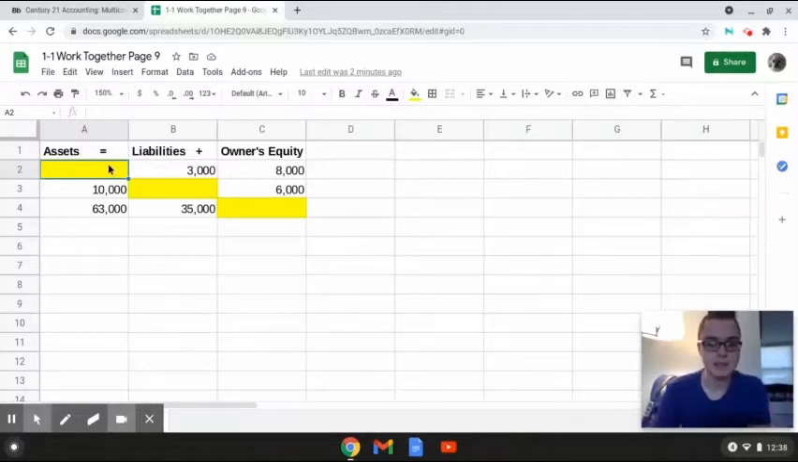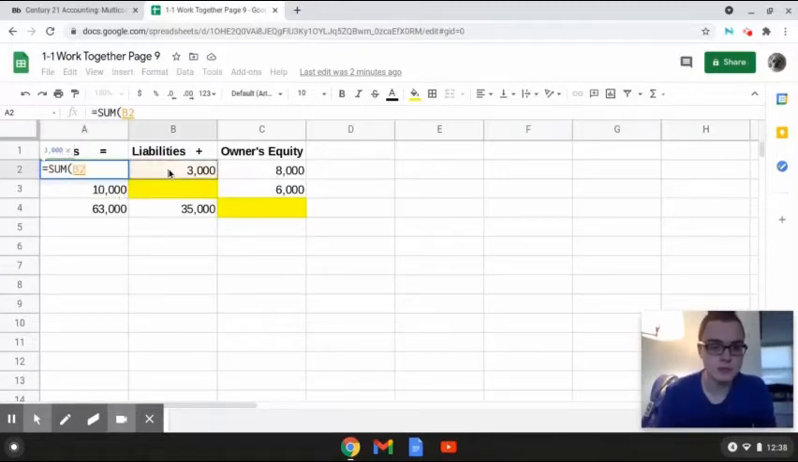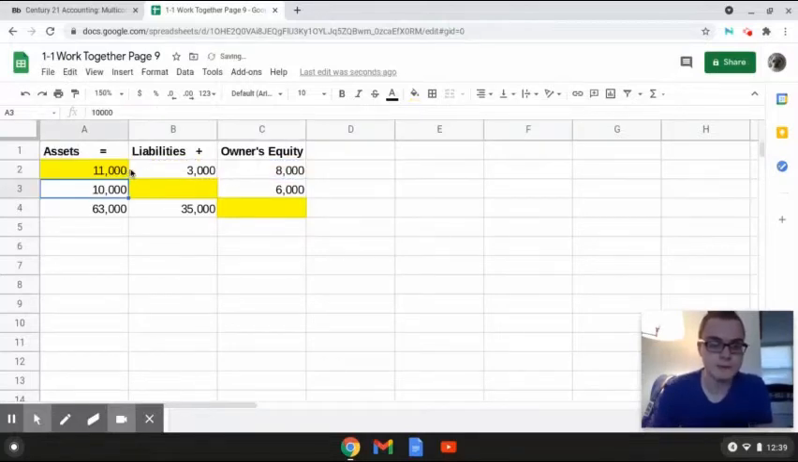And if you remember, assets equals liabilities plus owner's equity. So what I'm going to do is, since I'm in Google Sheets, I'm going to type in equals sum, and then I'm going to do B2, which is liabilities, and that's 3,000, plus C2, which is owner's equity, and that is 8,000. And that will give me 11,000. So our assets are 11,000 because if we take our liabilities and add them to our owner's equity, that will give us our total, which is 11,000.